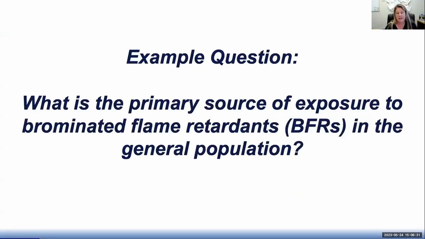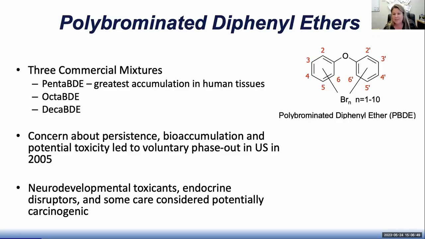Right. So I'm going to talk today about two examples from my own research, highlighting the importance of analyzing environmental samples to answer important questions. We're going to start with this first question: what is the primary source of exposure to brominated flame retardants in the general population? I'm going back a little bit in history to talk about polybrominated diphenyl ethers, which are now a legacy compound, or many consider them to be legacy compounds. It's a persistent organic pollutant.